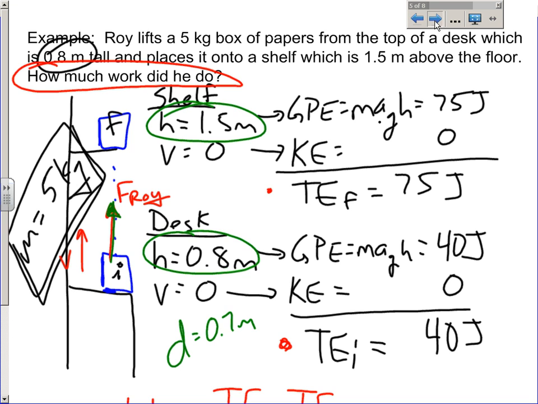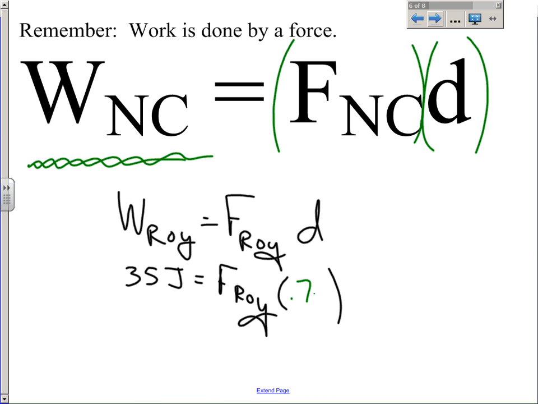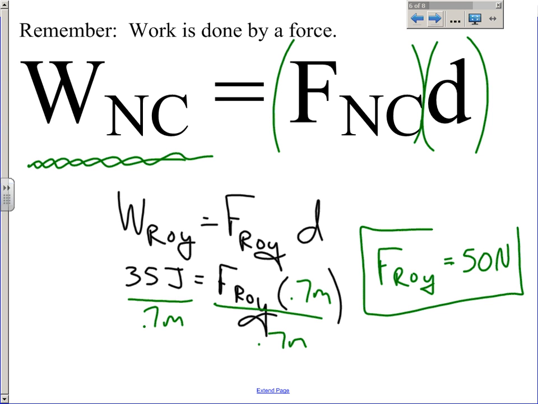Okay, so 0.7 meters. And now you can divide both sides by 0.7 meters to find his force. And so you find out that the force of Roy is 35 divided by 0.7, which gives you 50 newtons. Okay, so now I know how much force Roy used to lift the box. Cool.